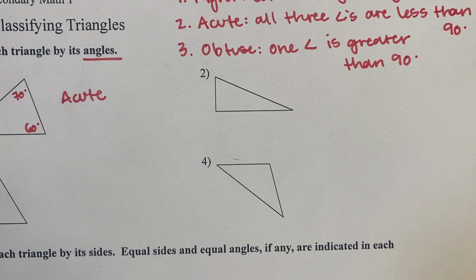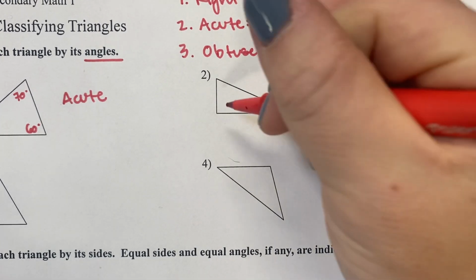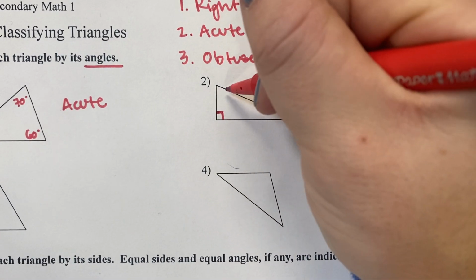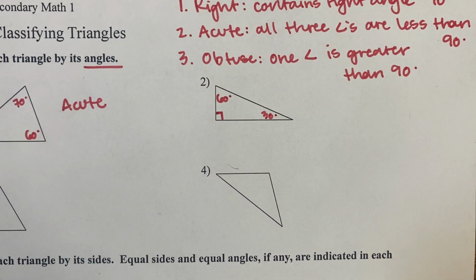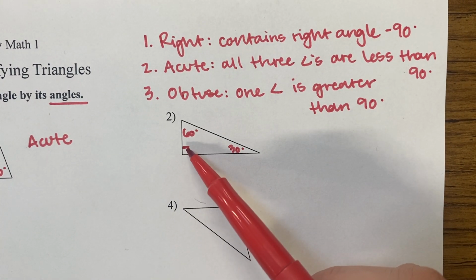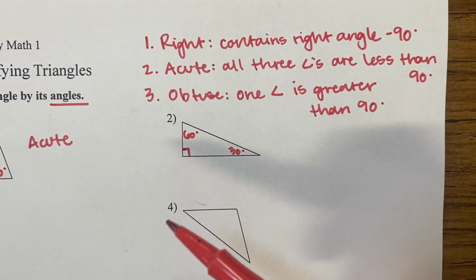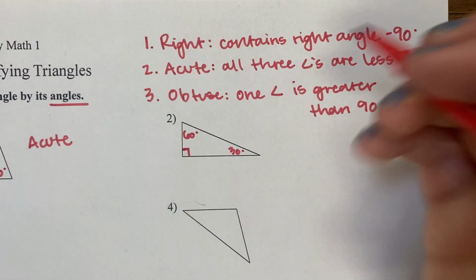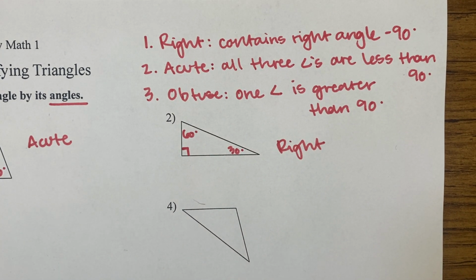All right, now let's look at number 2. So we see this straight up and down. It's what we call perpendicular. That is a 90-degree angle right there. Then we'll say that this one is 60 degrees. Why not? That one can be 30 degrees. Knowing that it has a right angle in it, what type of triangle is it? Right, acute, or obtuse? This one's pretty easy. If it has a right angle in it, we know it's a right triangle. So we classify it as a right triangle.